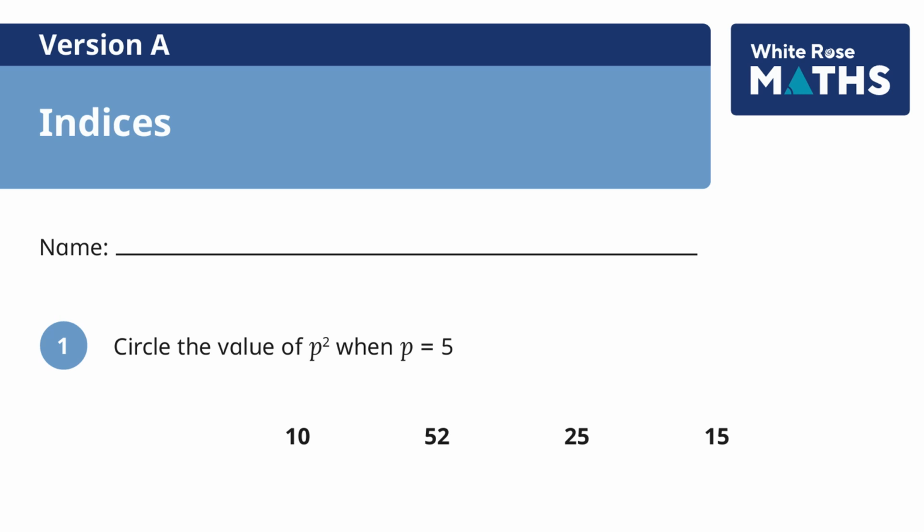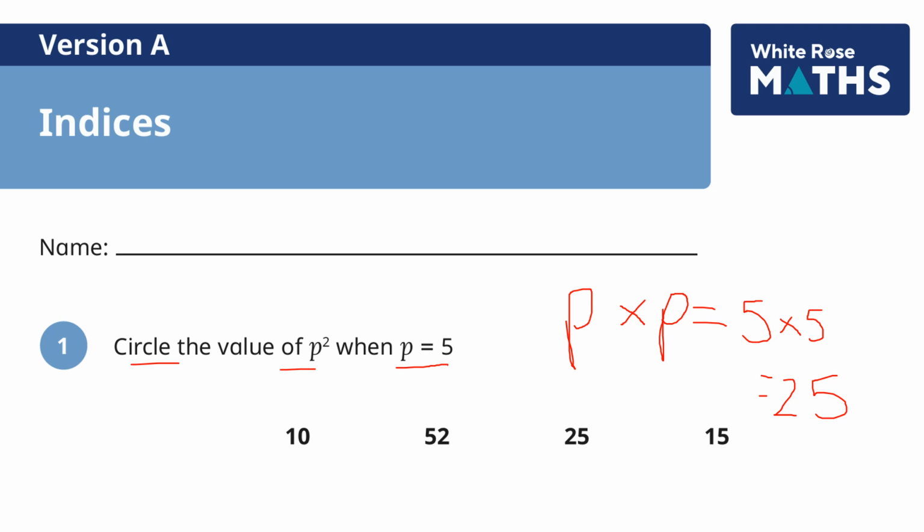Okay, question number 1. Circle the value of p squared when p equals 5. So what does this mean? Well, p squared means p times p. So I'm going to substitute here, i.e. replace p with 5. So I'm going to have 5 squared, which is 5 times 5, which will be 25. So p squared in maths means p times p. I'm going to have 5 squared, which I write like that, which is equal to 25. So I'm going to circle option number 3.